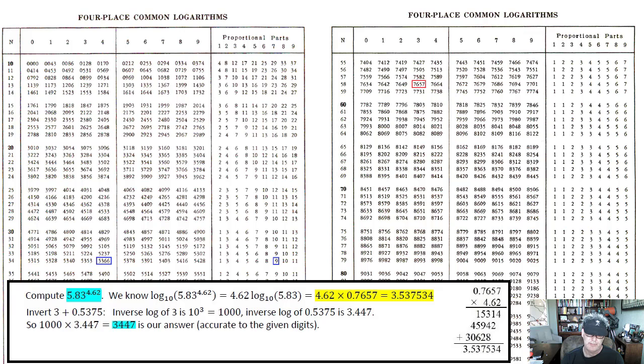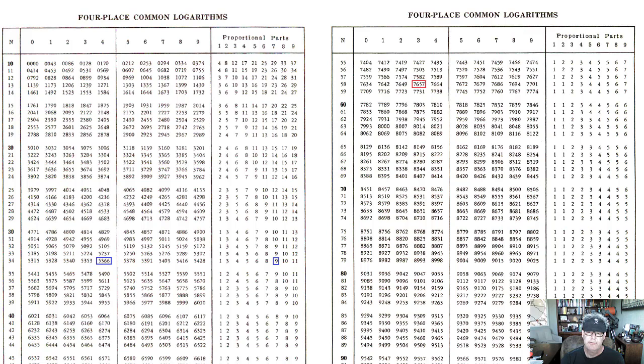So using this table I have here, I can find the inverse of 3.5375. Inverse of 3 will be 10 cubed. The inverse of 0.5375 is going to be 3.447. So 1,000 times 3.447 is 3,447. So that would be our answer to the problem. And it's extremely close. It's really good. If you had more places in your log table, you'd have more accuracy. But you can try and find another way to do it by hand. And good luck with that.